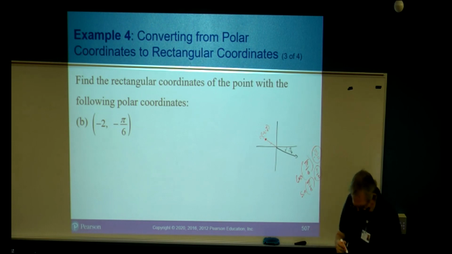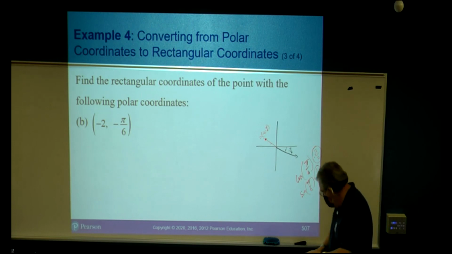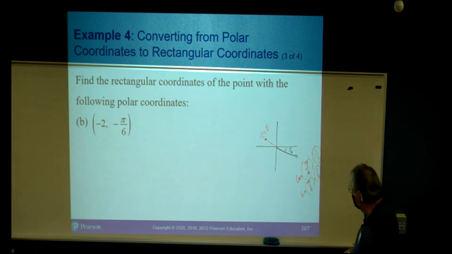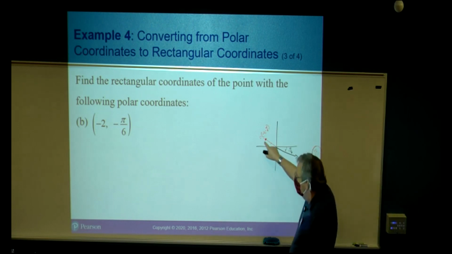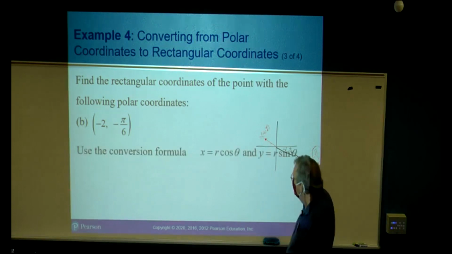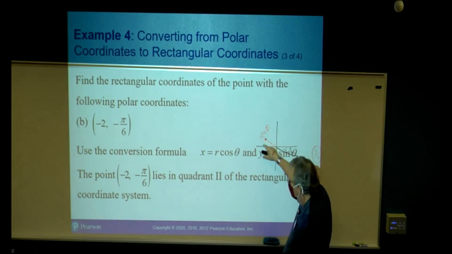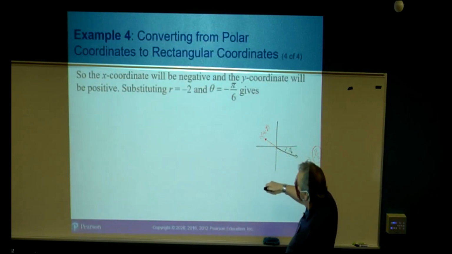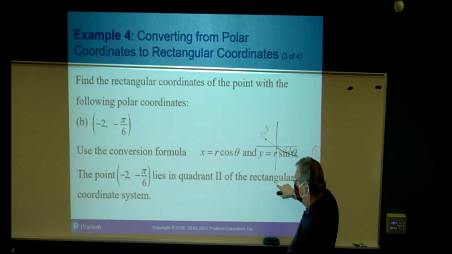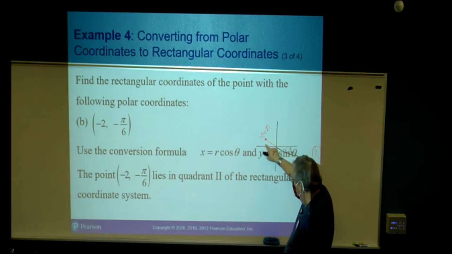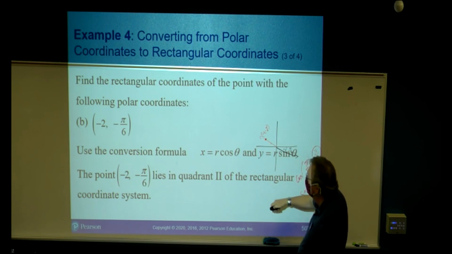Let's see how they do it, because I'm understanding what's going on here. And I would just multiply the things out and make sure that my x is negative and my y is positive. And so the point lies in the second quadrant. They didn't show the picture. Do they have the picture? No, they don't. Okay, so it lies in this quadrant of the rectangular coordinate system.